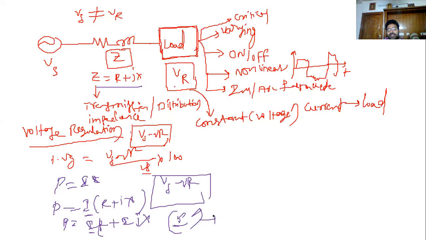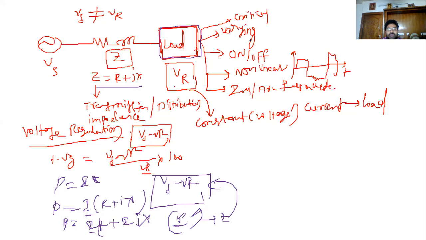If Z changes, Vs minus Vr changes, and that leads to the voltage regulation problem. Not only flickers or transients, so many problems lead to voltage regulation problems. It depends entirely on the load side. Most of the problems depend upon the load side, because the load is varying all the time.